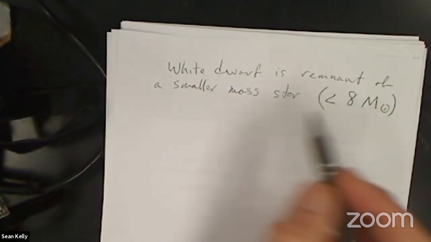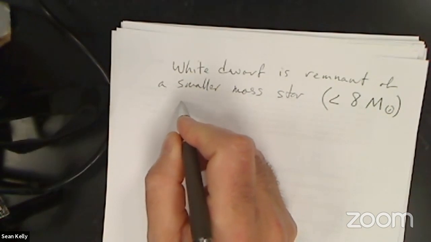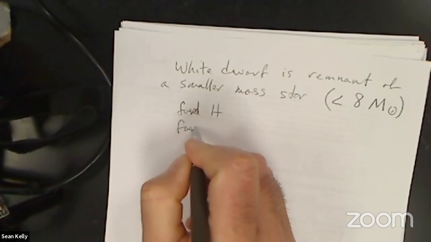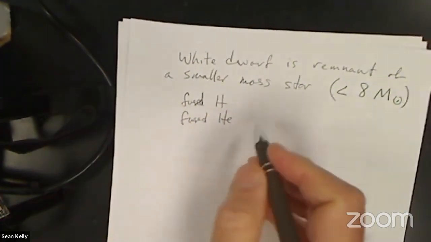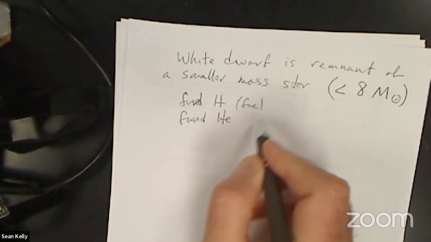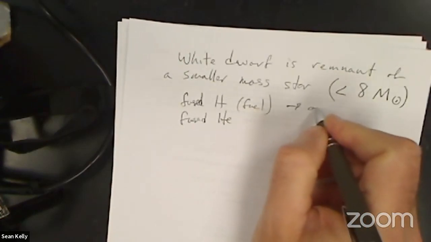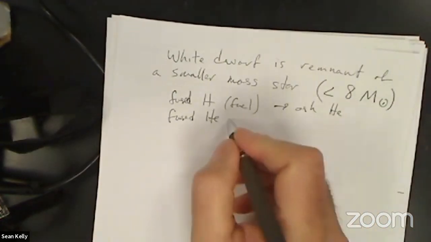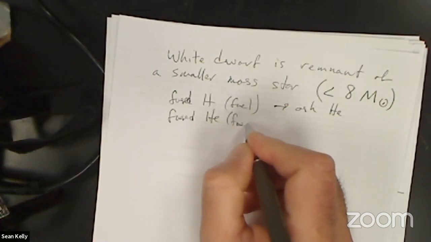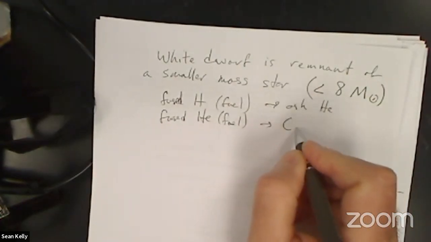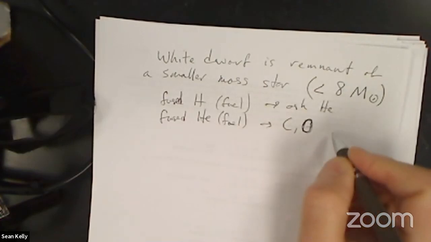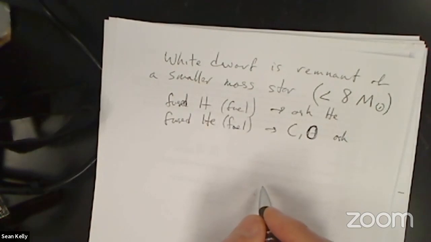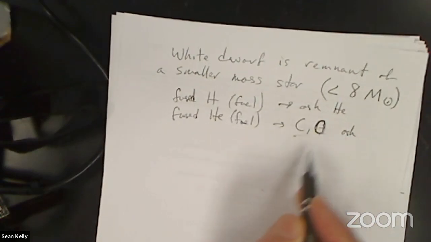So if it has less than 8 solar masses, then it fused the hydrogen, it fused the helium, right? It used this as fuel, right? This was fuel, and then it made an ash of helium. And then it fused the helium and made carbon and oxygen, carbon and oxygen ash. Okay. But then it couldn't ever fuse these things, right?